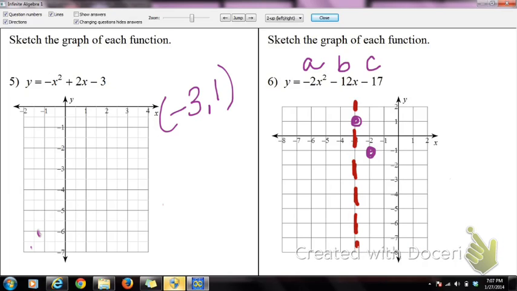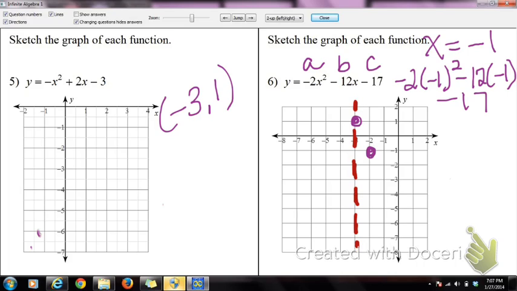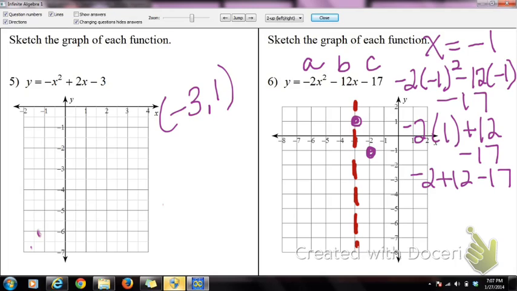I'm sorry I keep having to erase on here, but there's not a whole lot of room. If you go to negative 1, so we try x equals negative 1. We're going to have negative 2 times negative 1 squared minus 12 times negative 1 minus 17. So do the same process. You'll get negative 2 times 1 plus 12 minus 17, which is negative 2 plus 12 minus 17. Negative 2 plus 12 is 10, minus 17 is negative 7. So our coordinate would be negative 1, negative 7.